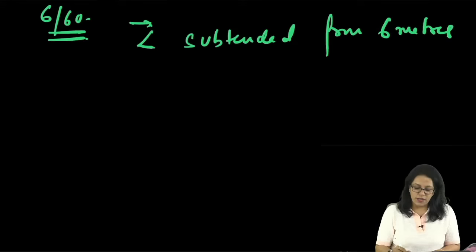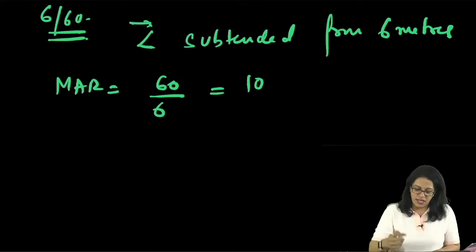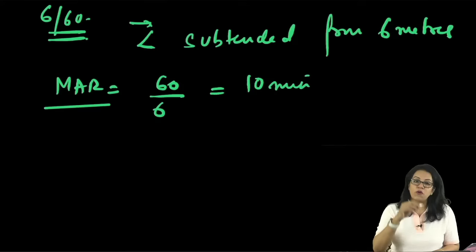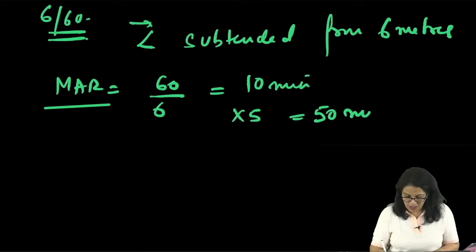It is very simple. You calculate the minimum angle of resolution as 60 by 6. You always reverse the fraction, and you get the minimum angle of resolution. So here it is 10 minutes. Now for the overall letter, we always multiply by 5. So we multiply by 5, which is equal to 50 minutes.